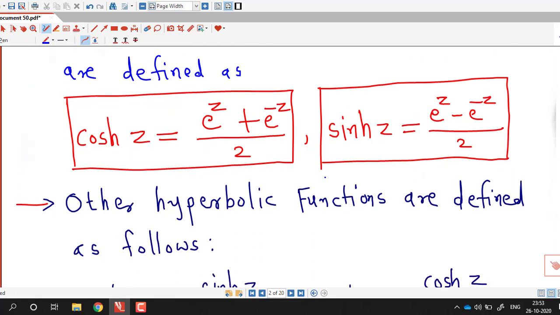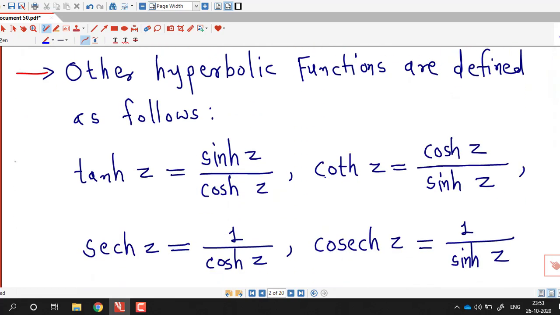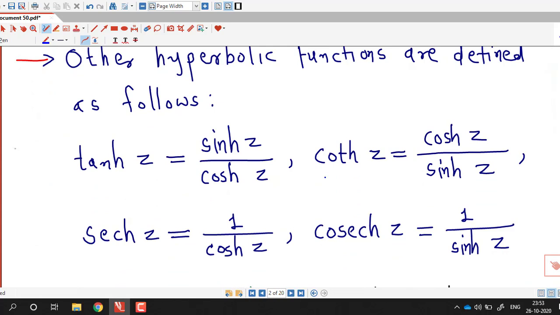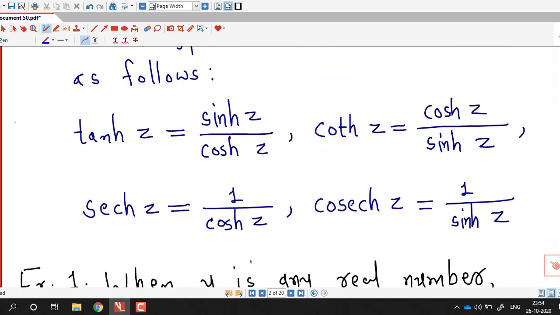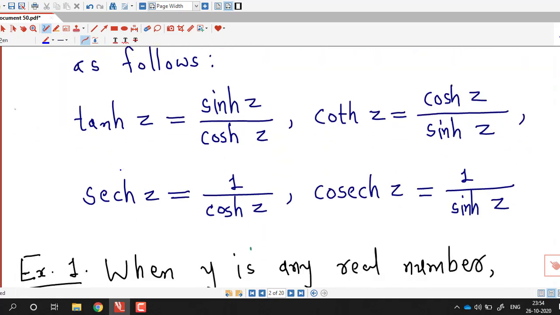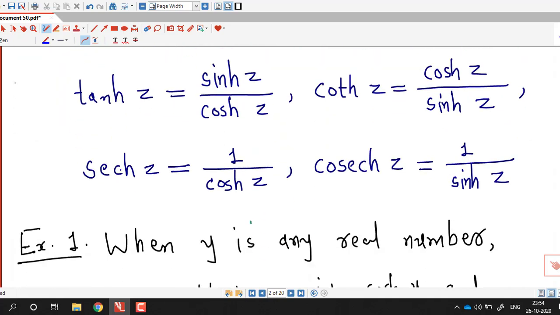Remaining hyperbolic functions are defined as in the case of trigonometric functions. Tan hyperbolic z is the quotient of sin hyperbolic z with cos hyperbolic z. Similarly, cot hyperbolic z is cosine hyperbolic z over sin hyperbolic z. Sec hyperbolic z is 1 over cos hyperbolic z, and cosec hyperbolic z is the reciprocal of sin hyperbolic z. So let us do some examples related to these definitions.